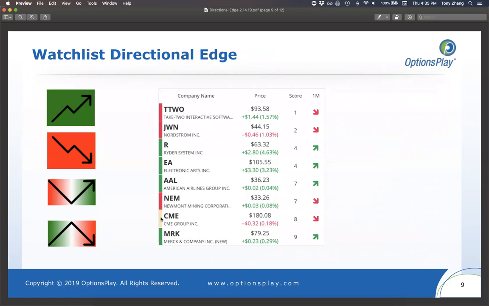So what I want to do is jump over to OptionsPlay, and I want to show you some of these actual charts to show you what they look like.